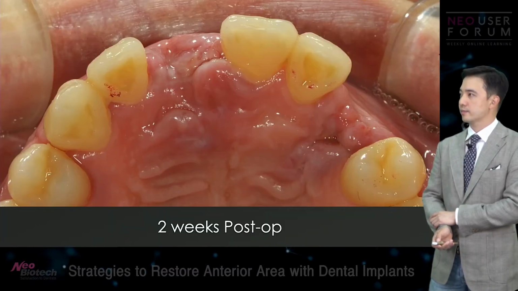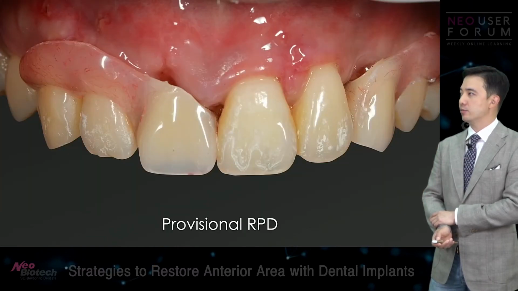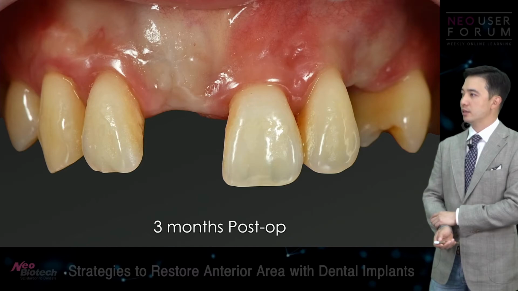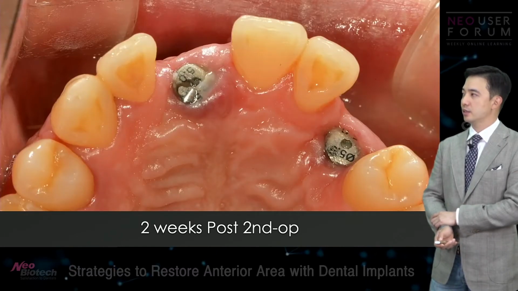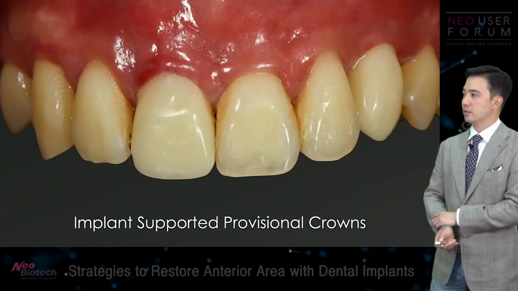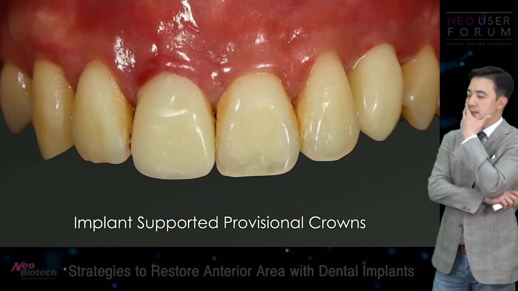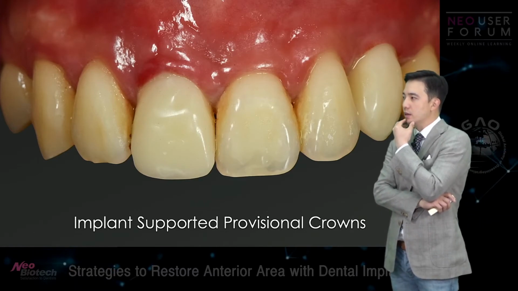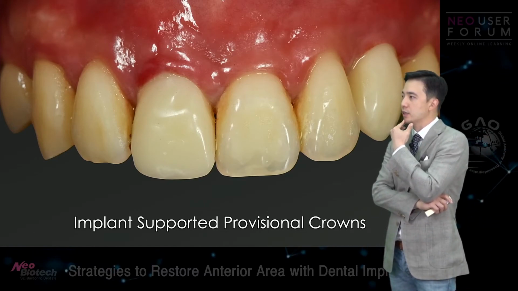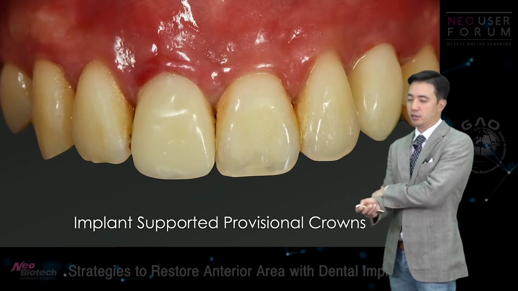2 weeks, not bad. So provisional RPD was delivered. 3 months post-operation. Yes. So for this case, implant-supported provisional crowns were also delivered.